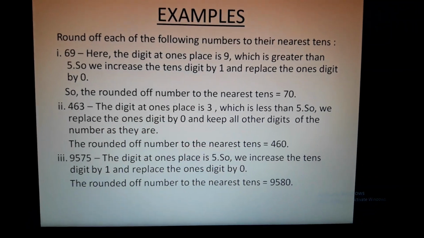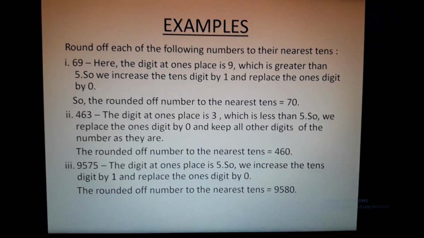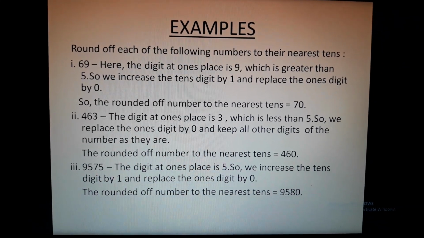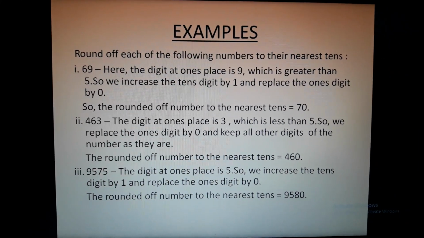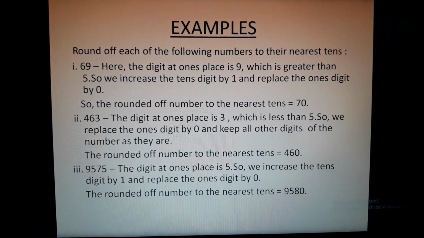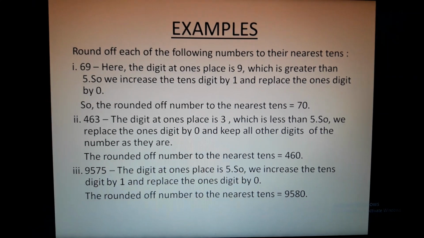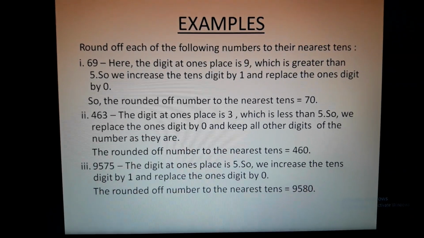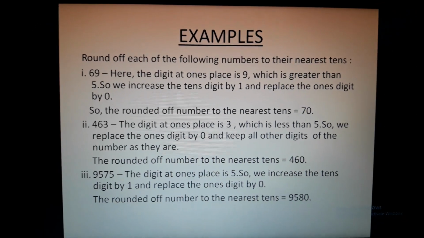If the digit at the ones place is less than 5, then we just make the ones place 0 and keep the other digits unchanged. And if the digit at the ones place is 5 or greater than 5, then we add 1 to the tens place and make the ones place 0. So you have to keep the steps in mind, and then do the sums.